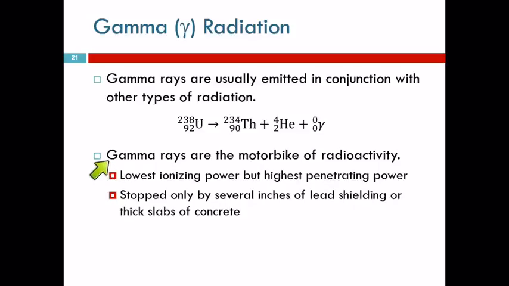Gamma rays are the motorbikes of radioactivity. So traffic jam. If you're on a motorcycle, stalled cars, stopped traffic, you can weave between and get in. Gamma rays have very high penetrating power, but the impact is less, and so low ionizing power. To stop gamma rays, it takes several inches of lead or thick slabs of concrete. So, the big bunker, the thick walls of concrete, that's going to stop gamma rays.